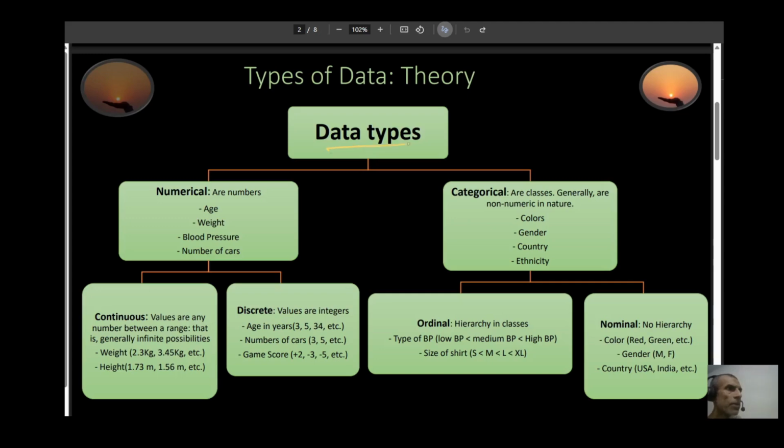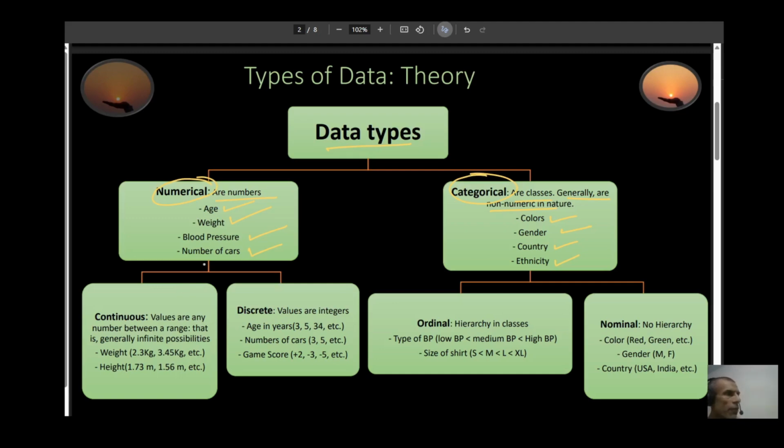Now, data types, there are two kinds: numeric and categorical. Numerics essentially are numbers. For example, age of somebody, weight, blood pressure of somebody, or the number of cars on the road. Categorical, on the other hand, are classes, and generally they are non-numeric in nature. For example, colors, gender, your country, or your ethnicity. These are all categorical in nature.